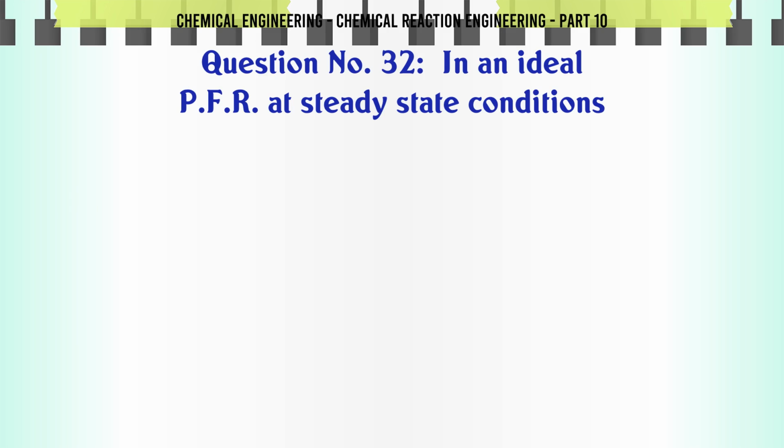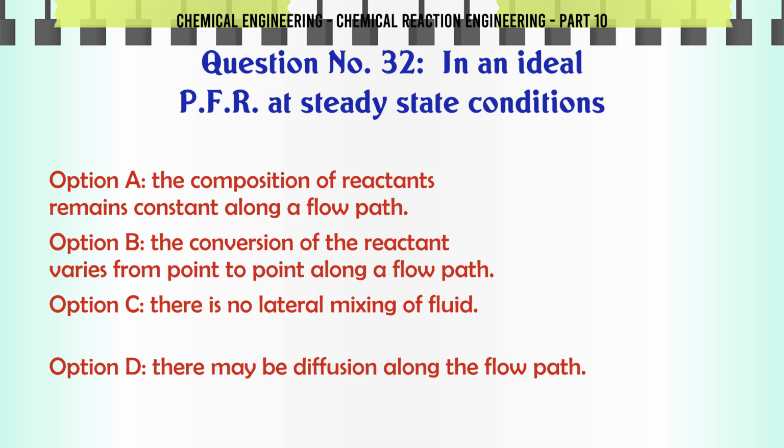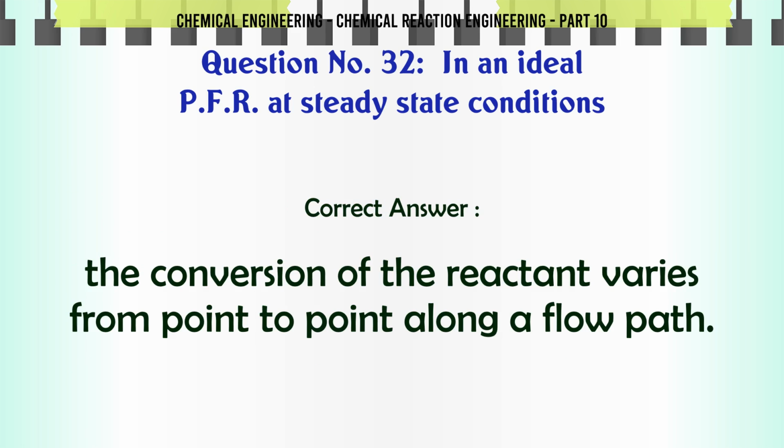At steady state conditions, A. The composition of reactants remains constant along a flow path. B. The conversion of the reactant varies from point to point along a flow path. C. There is no lateral mixing of fluid. D. There may be diffusion along the flow path. The correct answer is: the conversion of the reactant varies from point to point along a flow path.